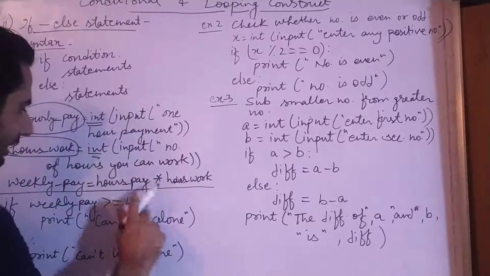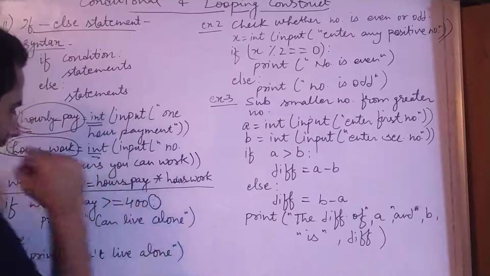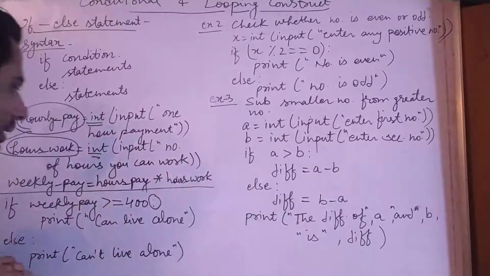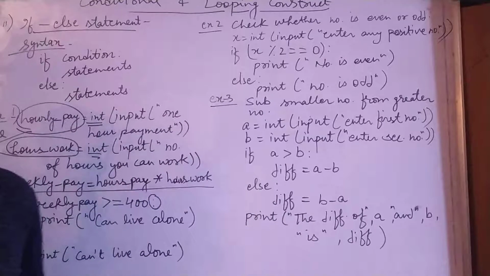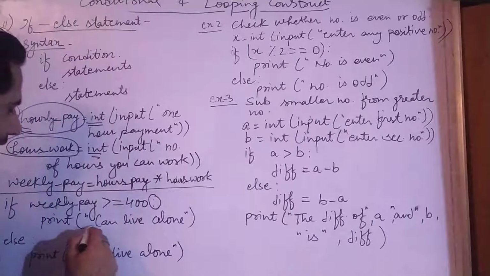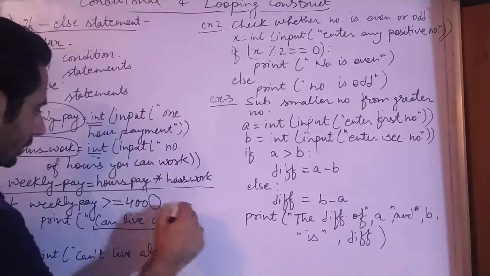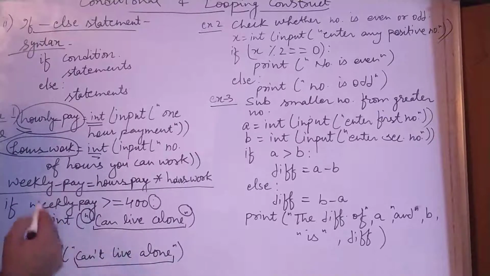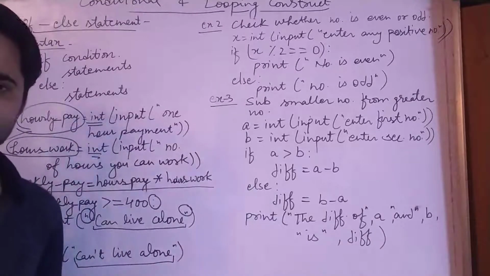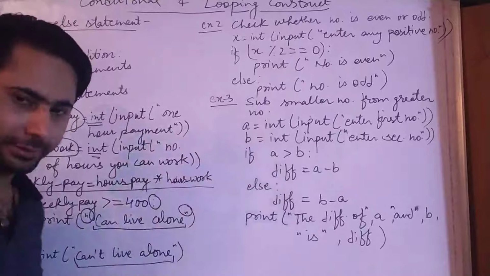ध्यान रखेंगे whenever we are applying the condition, there we use a colon sign, which marks the end of the condition. Now print: whenever we print a string, we should enclose it in double quotes. Else is also a condition, so we also put a colon here. Then print cannot live alone, it is also a string, and we also put it within double quotes. Here our program is completed.